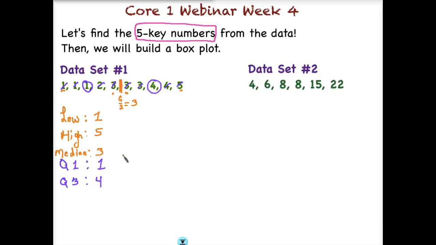So you guys look at data set 2 and go ahead and fill in the low, high, median, quartile 1 and quartile 3 for data set 2. So fill that in.